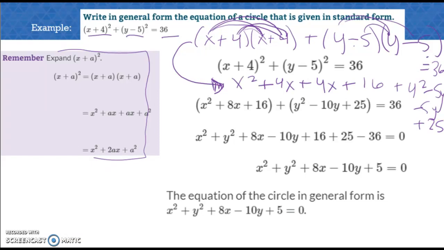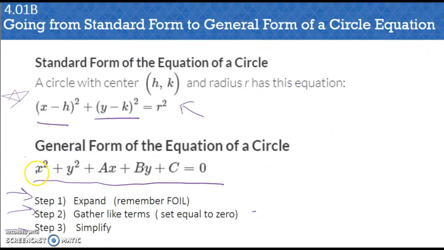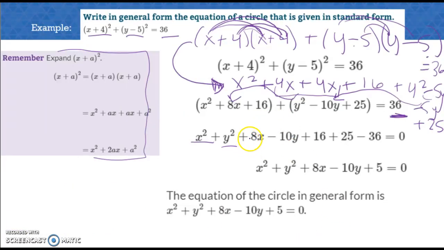I know we're running out of room there, but what happens is we just gather like terms. 4x plus 4x gives us 8x, and negative 5y and negative 5y gives us negative 10y. Everything else stays the same, and we still have equals 36 on the right-hand side. From there, we try to get it to look more like that general form we looked at on the last slide. So we put x squared plus y squared first, because that's what it looked like. Then we want just the x term, just the y term, and then just the number, the constant, last.